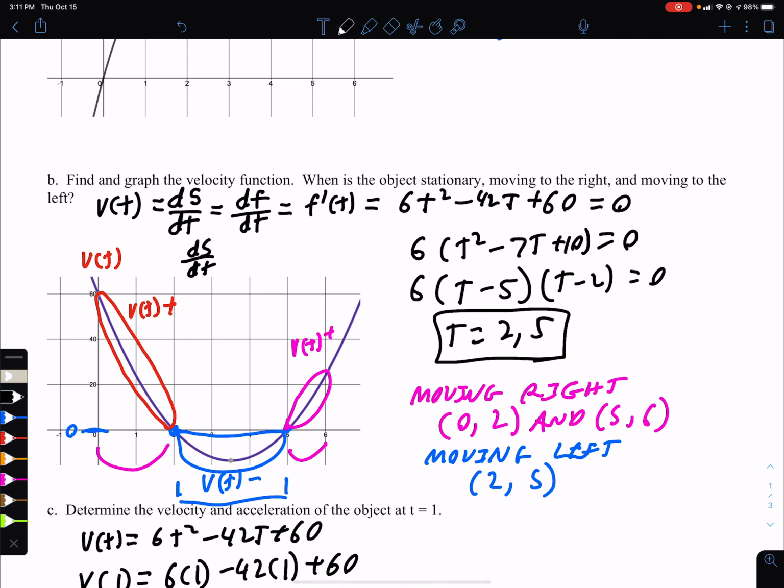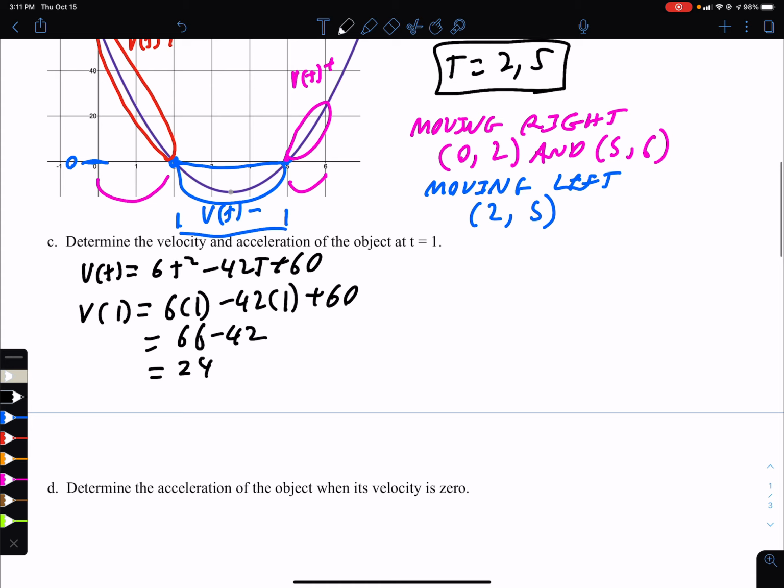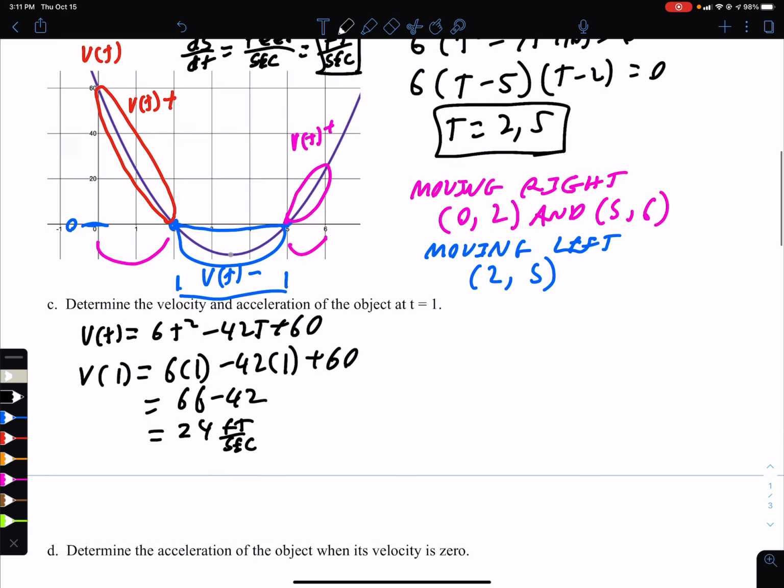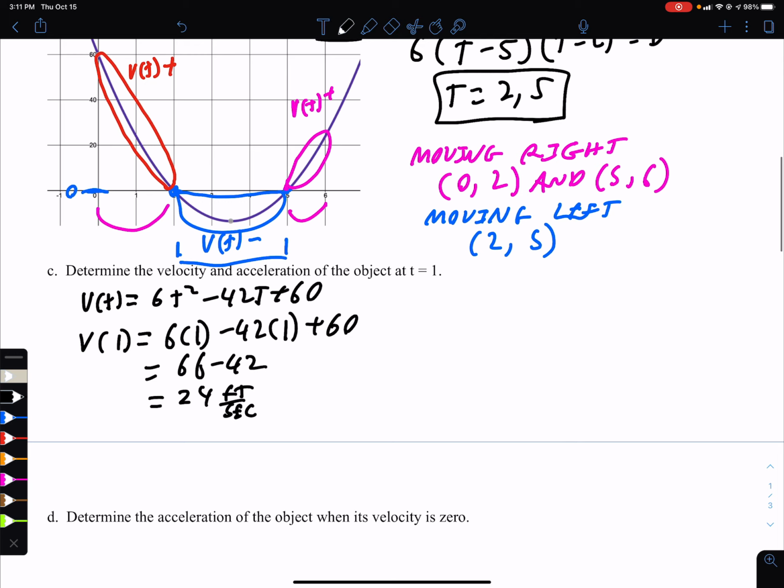ds, dt. S is position, and we know the units are feet. And time is seconds. So we get feet per second. So this velocity technically should be feet per second, and that's the units of that. So that's v1.